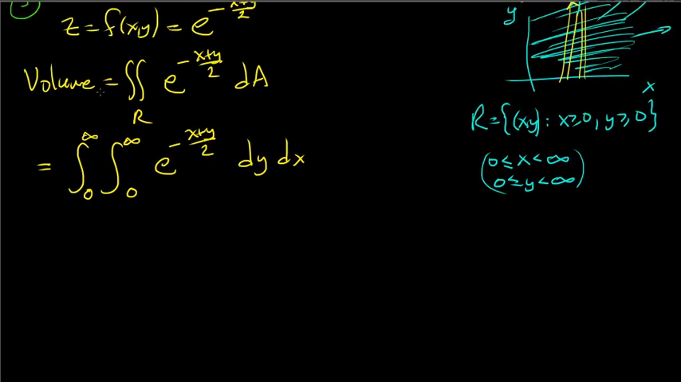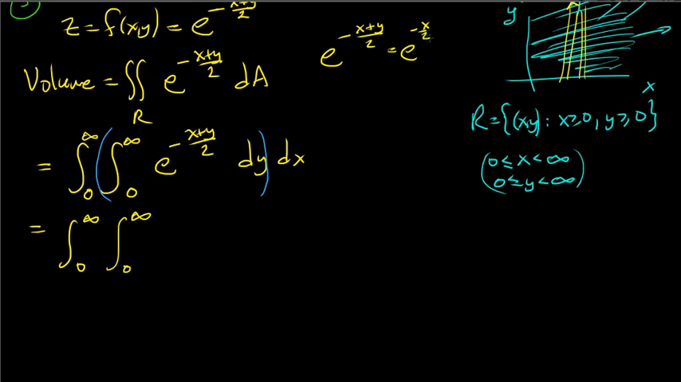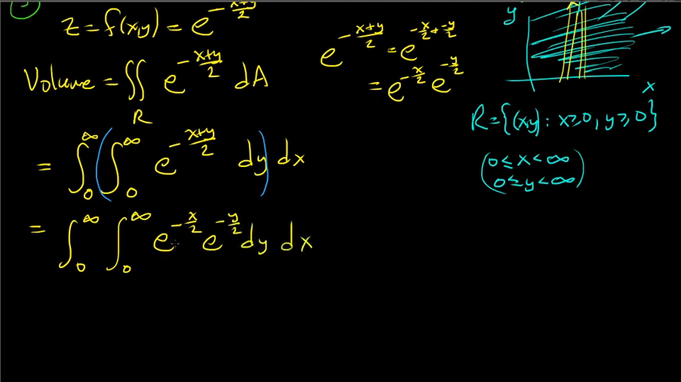So let's see what we can do here. Can we do the first integral? If it looks a little tricky, here's my suggestion. Remember, this e to the negative x plus y over 2, you can think of it as e to the negative x over 2 plus negative y over 2. But by the rules of exponents, this is e to the negative x over 2 times e to the negative y over 2. By breaking it apart like that, I think we're making this a little bit easier, because this is not a function of y, it's a constant that can come outside.